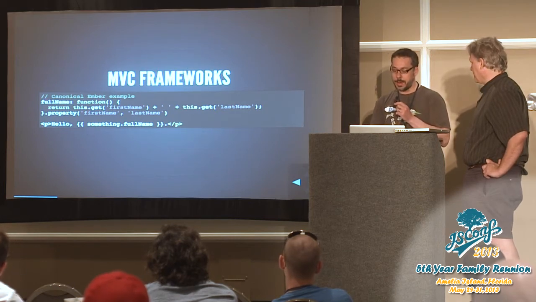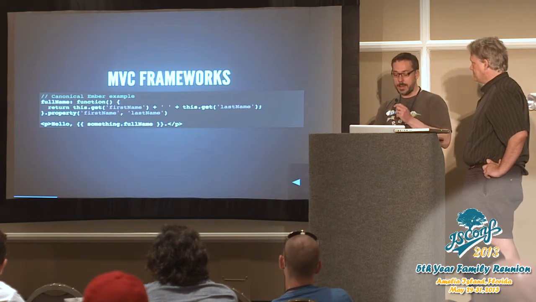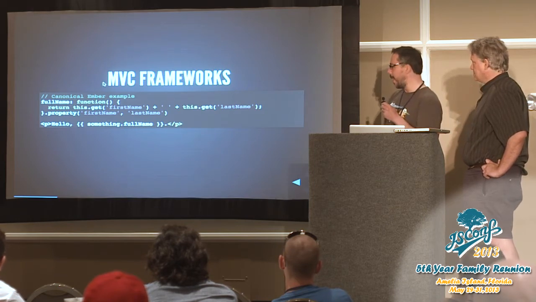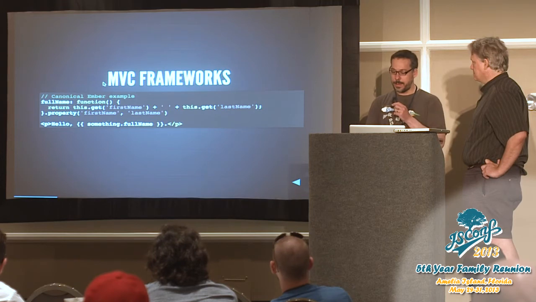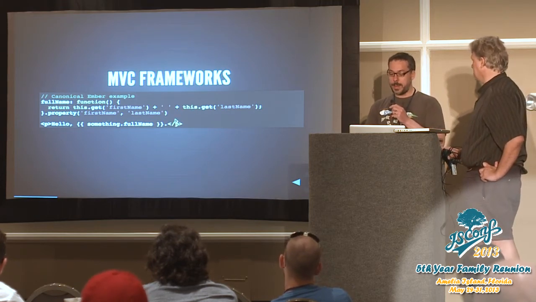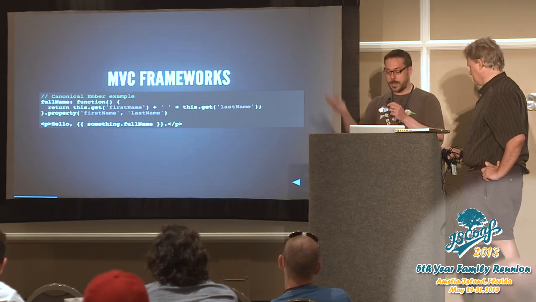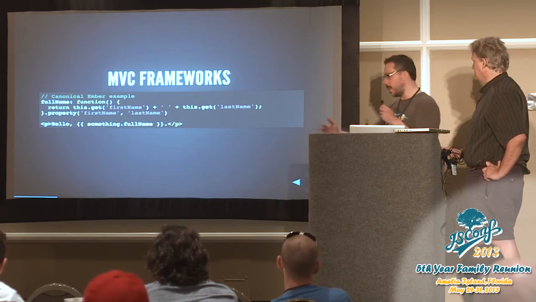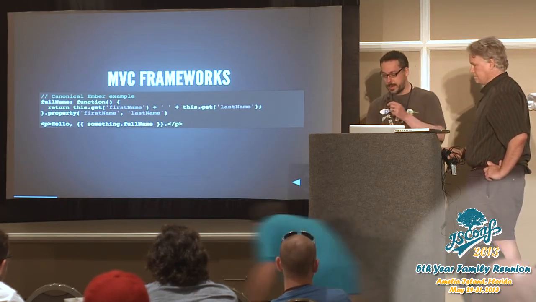This is your canonical example from Ember. Here's my something object, which has a full name property, and two other properties called first name and last name that are real properties on this model. I want my UI to update when the first name changes. I want the full name to update, and I want the UI to automatically update. That's what that handlebars template is doing.